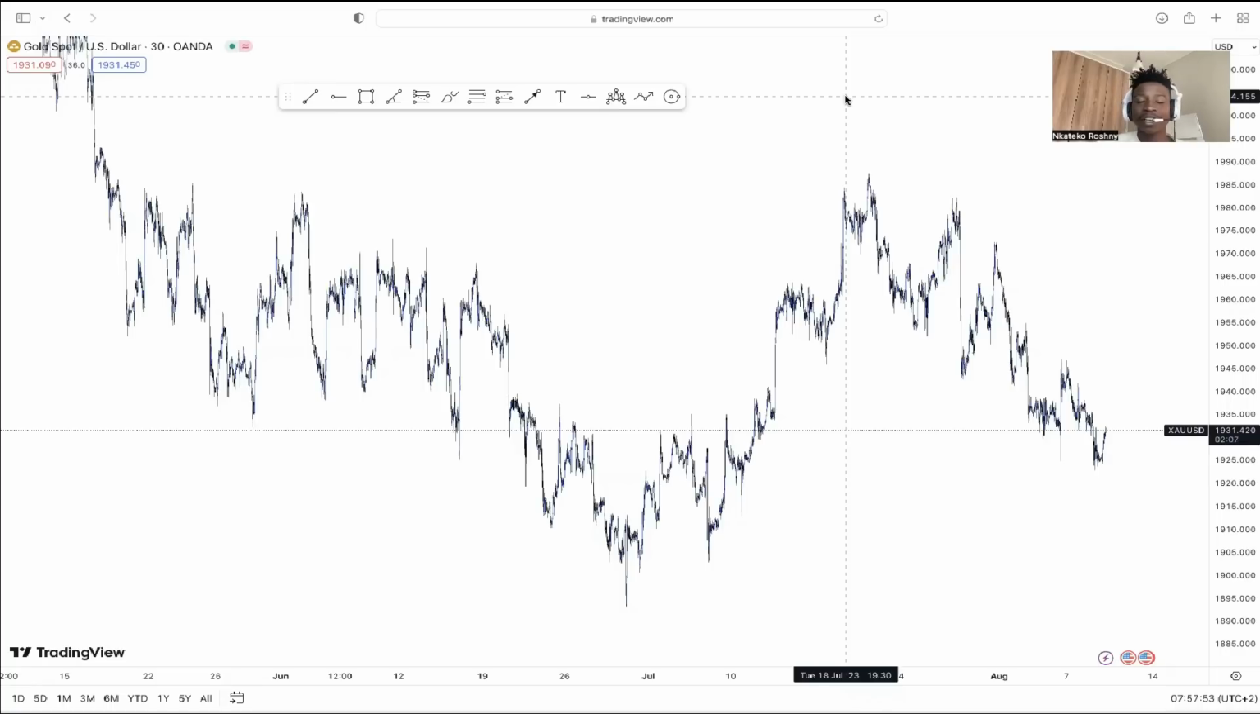So, guys, today I'm going to be trading gold, and I just want to update you on gold since I didn't update it in the weekly updates. Understand? So this is what I actually see on gold.